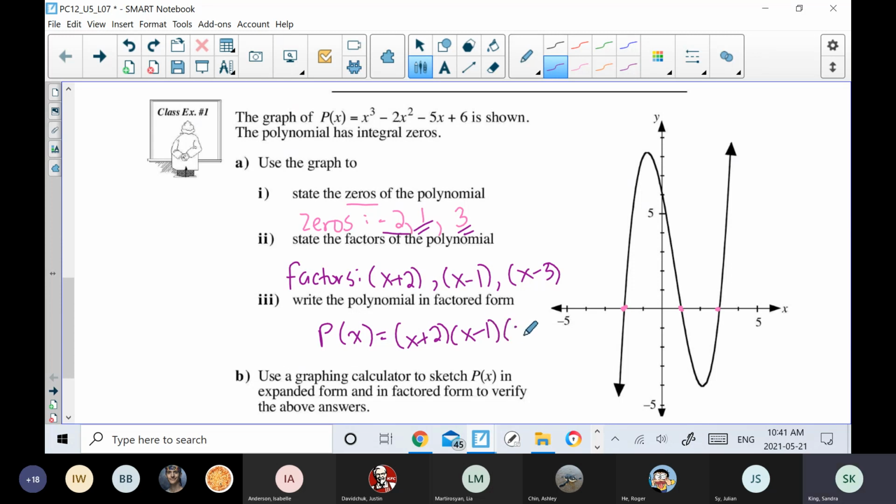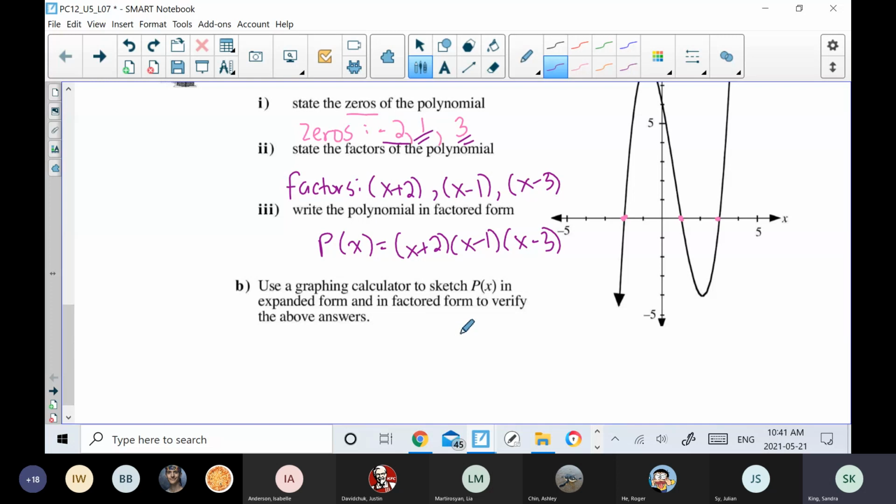Sometimes students will ask, do I want factors written in a certain order? And no, the answer is, if these were the 3 factors, as long as you have them written in any order. Somebody might start, if this was a test question, with x minus 3, right? And then they might do x plus 2, x minus 1. As long as you have the 3 factors.